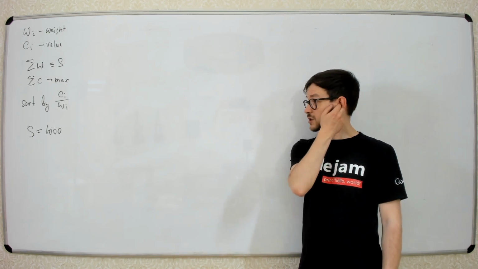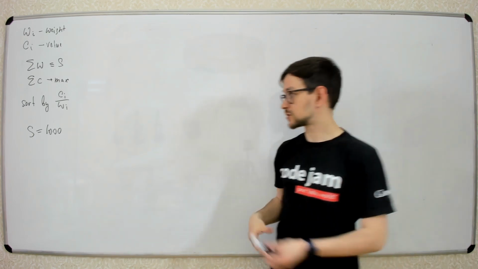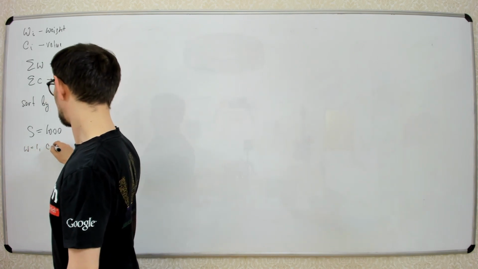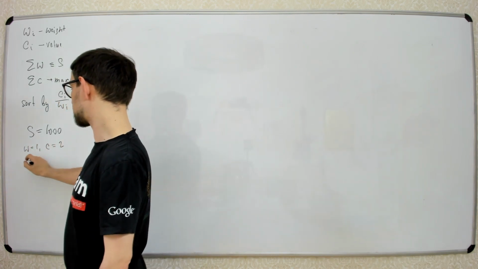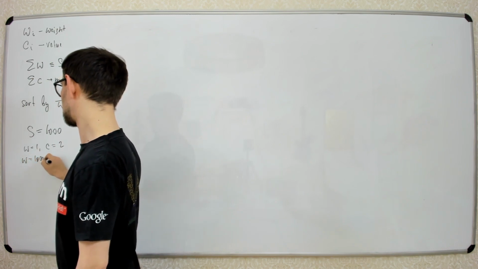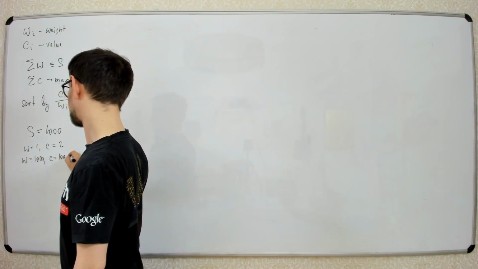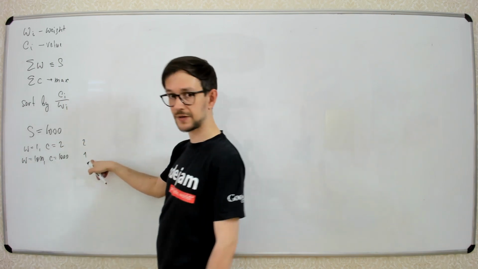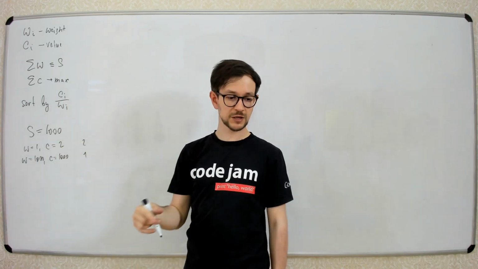Yes, right. So let's have two items. The first item has weight 1 and value 2, and the second item has weight 1000 and value 1000. So the ratio here is 2, the ratio here is 1. So I sort them like that and try to put them in the knapsack in this order.